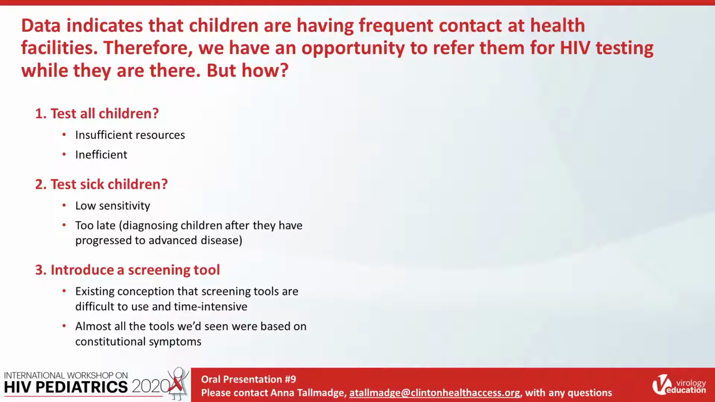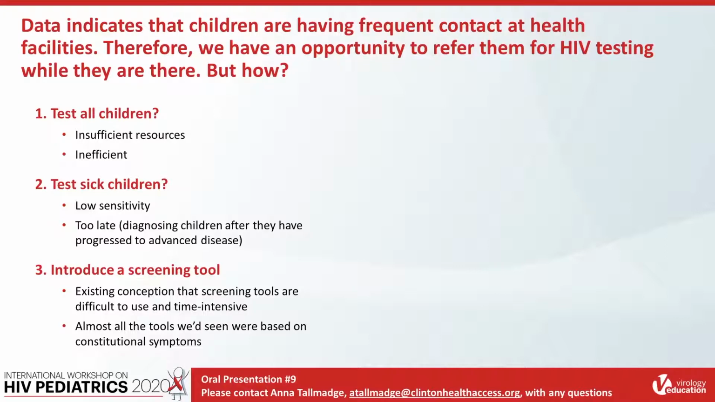So next, we started to consider where we would go about looking for these undiagnosed children. In Malawi, data suggests that children in this age group do have frequent contact with the health system. So that means they are present in health facilities and available for testing. We just had to figure out how to go about testing them. So our first option would be just to test all children at health facilities. But we ruled that out pretty quickly because there are insufficient resources to implement universal testing. And regardless, it would be very inefficient since prevalence in this population is so low.